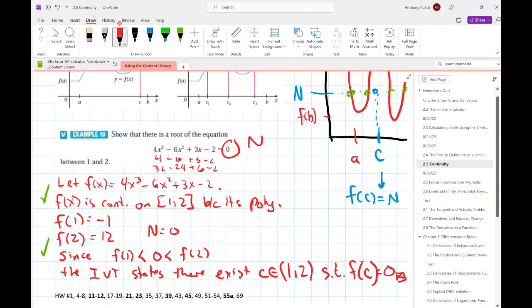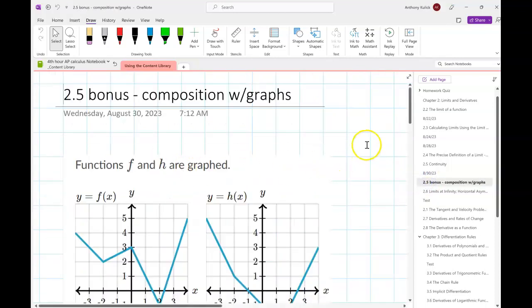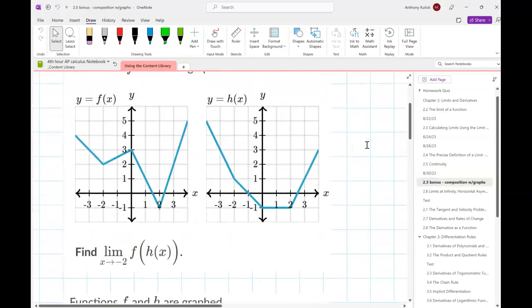Okay. I have a little bit of bonus limit of compositions examples to do, because there's a specific kind of question that appears on the AP exam rather frequently that we have no practice of in our textbook. So I just want to go through some examples of doing this. This is where we have a composition of two functions, but you're not given the definition of the functions, but rather a graph.